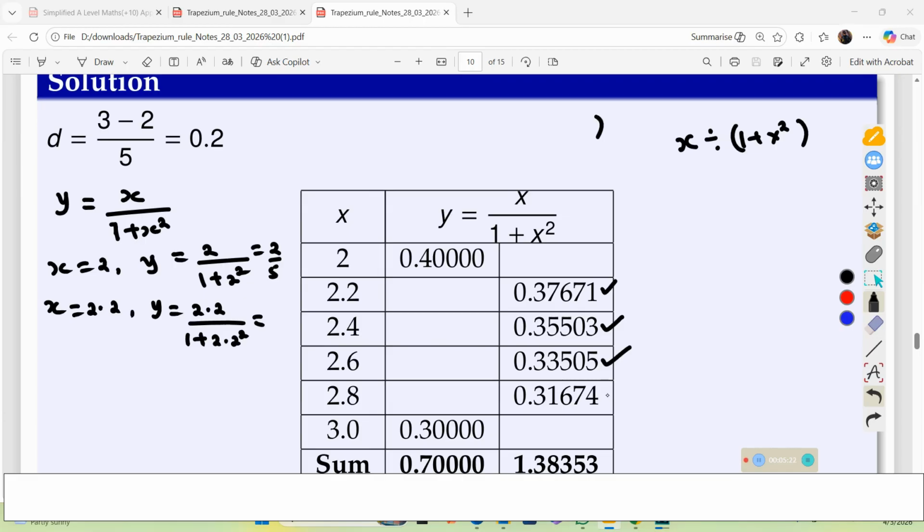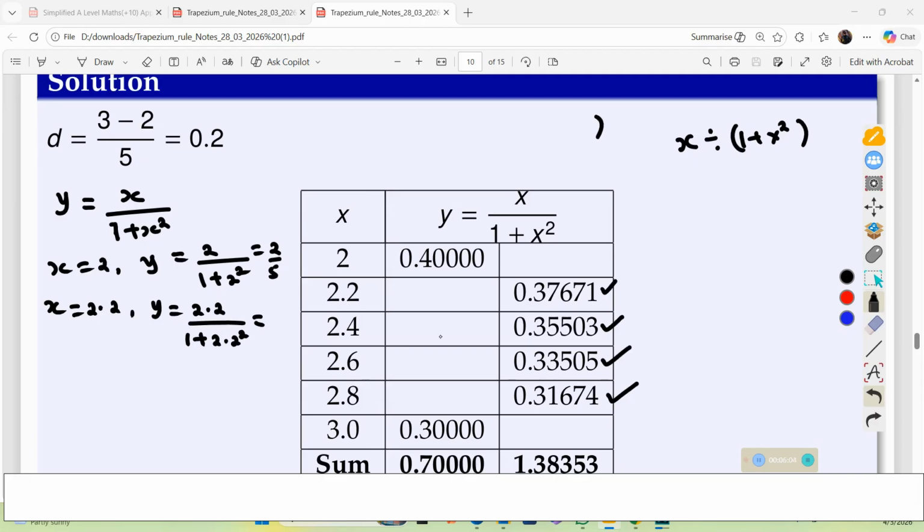Put 2.8. It will give us 0.31674. That one will also be obtained. So add these ones here. Get 0.37671. Add it with 0.35503. Add it with 0.33505. Add it with 0.31674. So that will give you 1.38353.